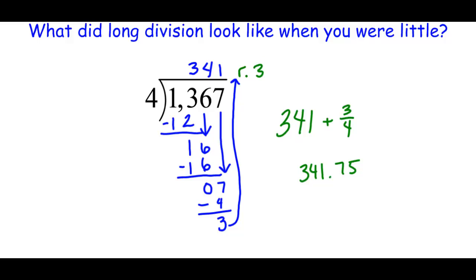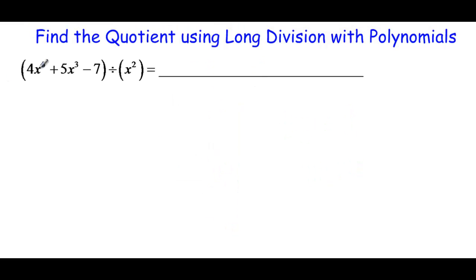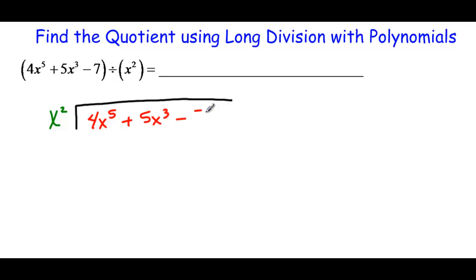So how is this going to look with polynomials? Well, it looks a little bit crazier, but what we're going to do is the same thing. We have a polynomial divided by another polynomial, in this case a monomial. We're going to take this and put it on the outside of our quotient symbol. Then I'm going to draw my quotient symbol, put 4x to the 5th plus 5x cubed minus 7 inside.